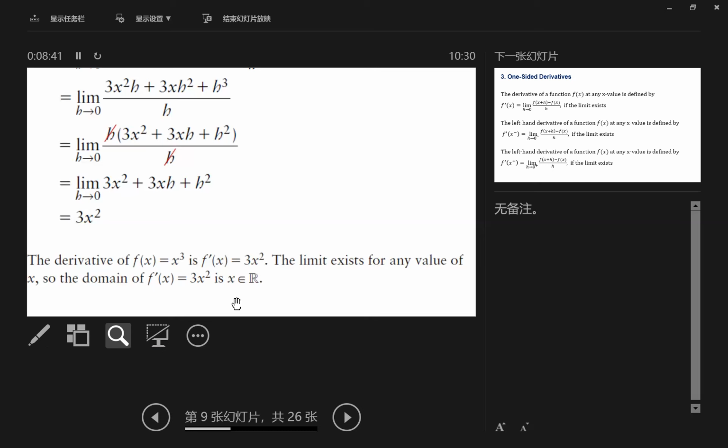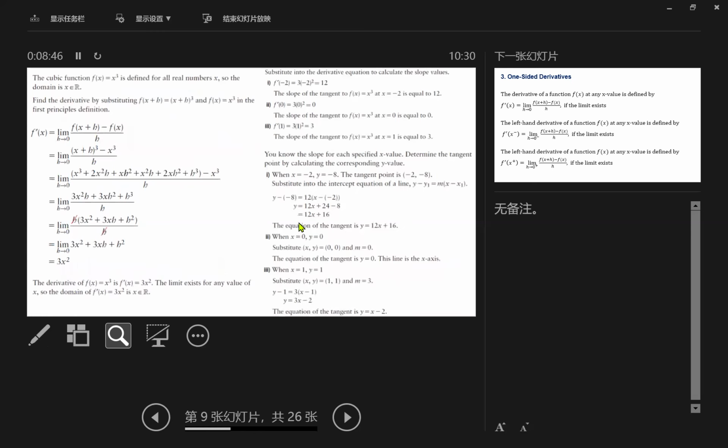You understand? Okay, now let's consider the next question. It asks us to find the equation of the tangent line at these points.